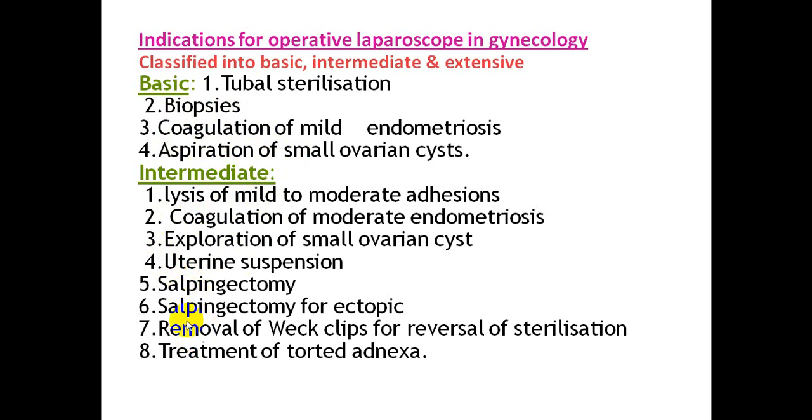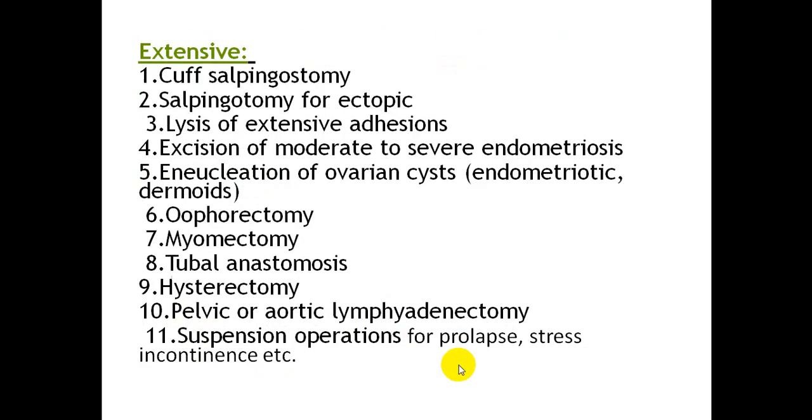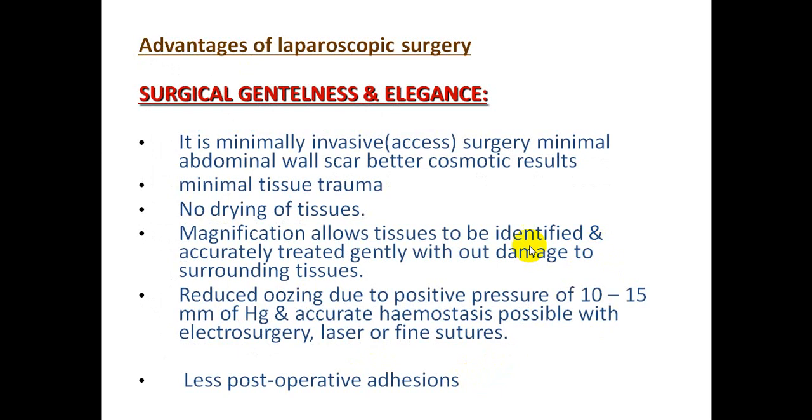salpingectomy for ectopic, removal of clip for reversal of sterilization, and their indication. Extensive: cuff salpingectomy for ectopic, lysis of extensive adhesions like intermediate, in addition to myomectomy, tubal anastomosis, hysterectomy, pelvic or aortic lymphadenectomy, and suspension of the urethra for collapse or stress incontinence.